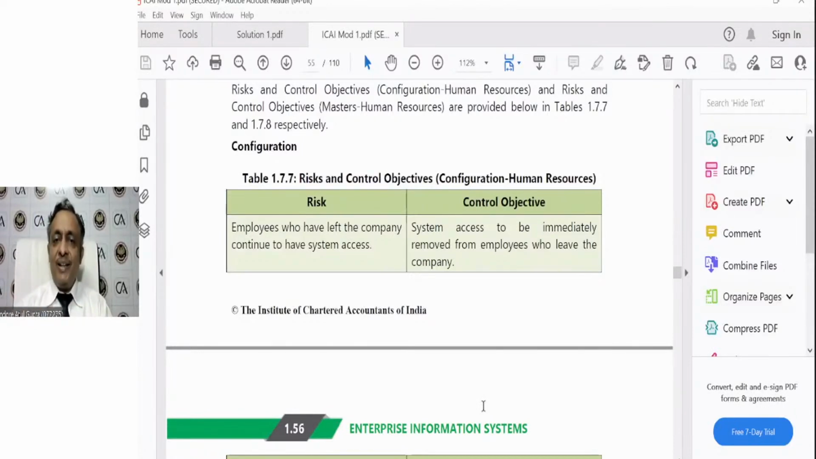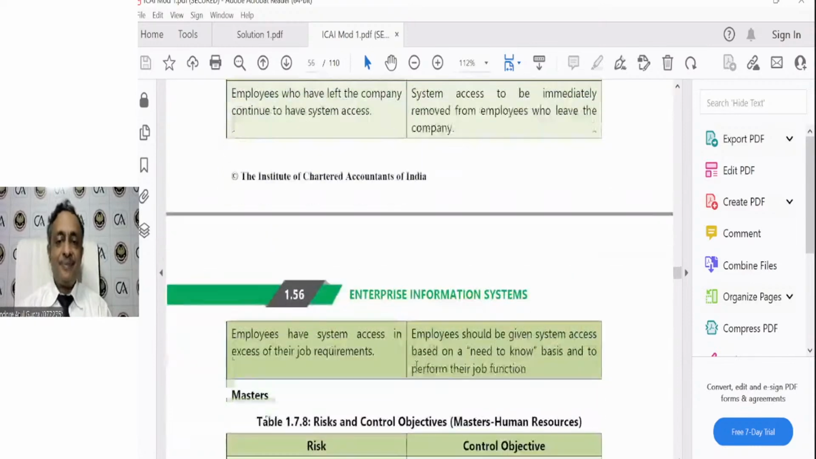The solution given is to immediately remove the access. Okay, that is one way of doing it. But still, immediate removal is something someone has to do. Someone has to remember it. Can you talk about a system-driven process where once a person is out of the company, he or she is not able to access that system?